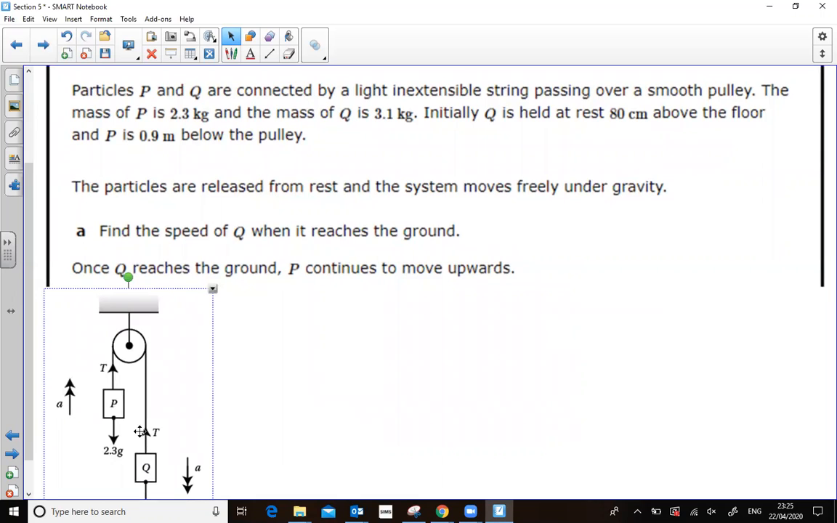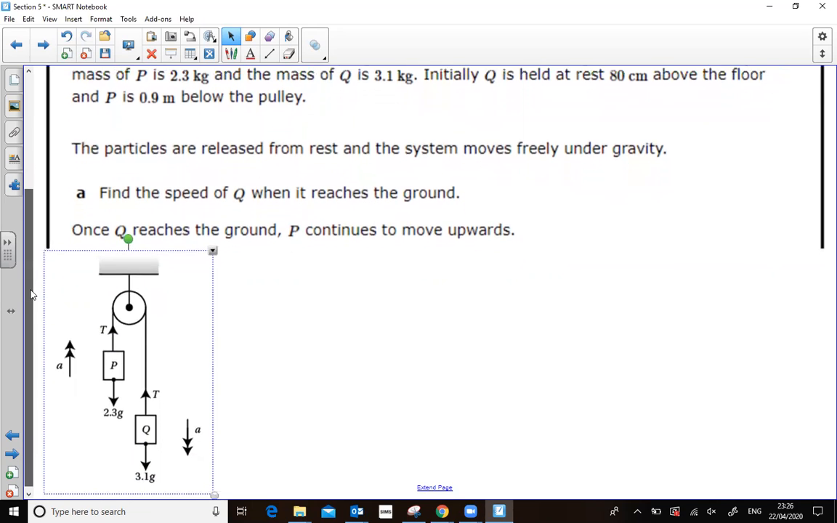So we have particle P and particle Q. Now we've been given the mass of P is 2.3 kilograms, so the weight is 2.3 G. And the mass of Q is 3.1 kilograms, so the weight is 3.1 G. Initially, Q is held at rest at 80 centimeters above the floor, and P is 0.9 meters below the pulley. The particles are released from rest, and the system moves freely under gravity. Find the speed of Q when it reaches the ground.